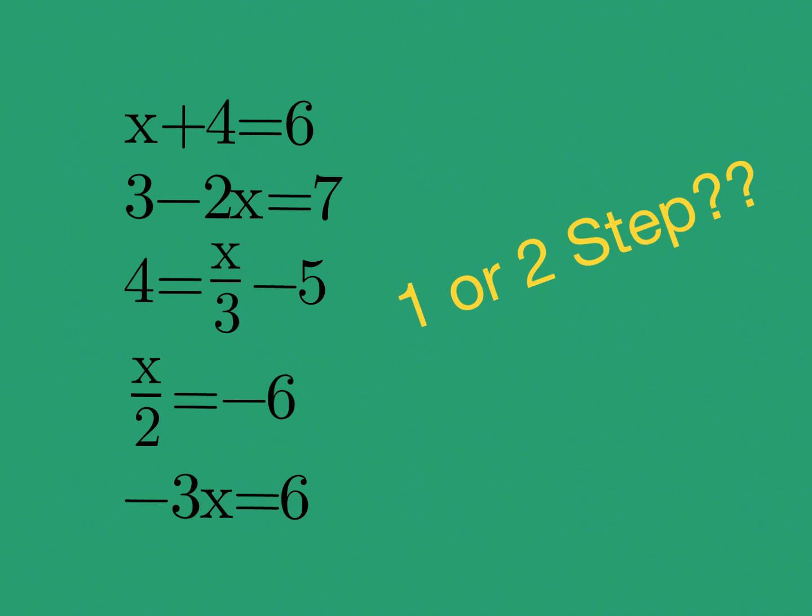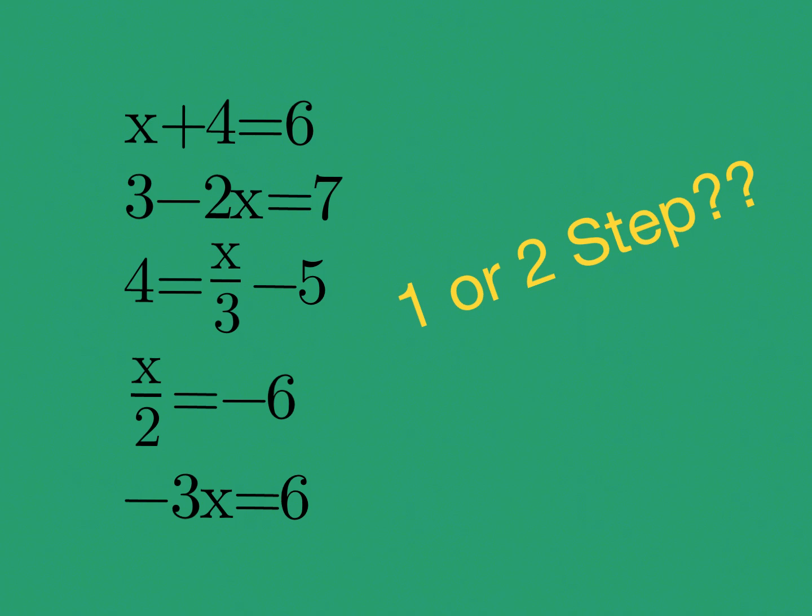Take a look at the next one. 3 minus 2x equals 7. One or two step? Say it with conviction. Two step. That second one is a two-step equation. You're going to have to get rid of the 3, and then you're going to have to get rid of the negative 2, okay? So there are a couple of steps there. Start trying to build that visual recognition of what you're going to deal with.